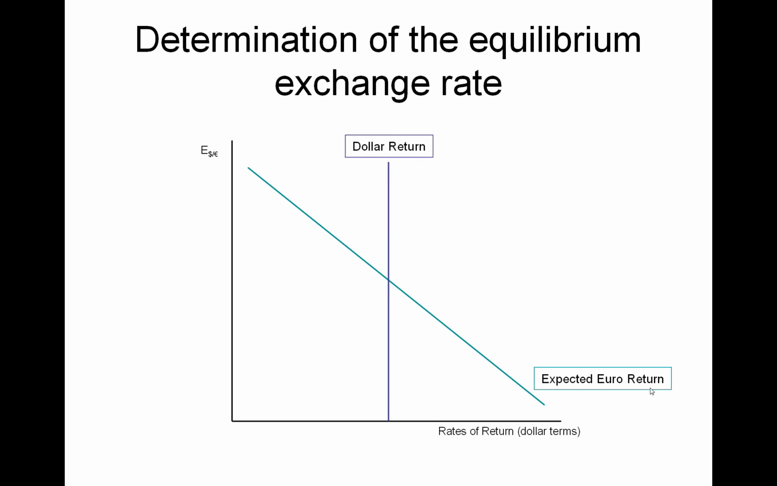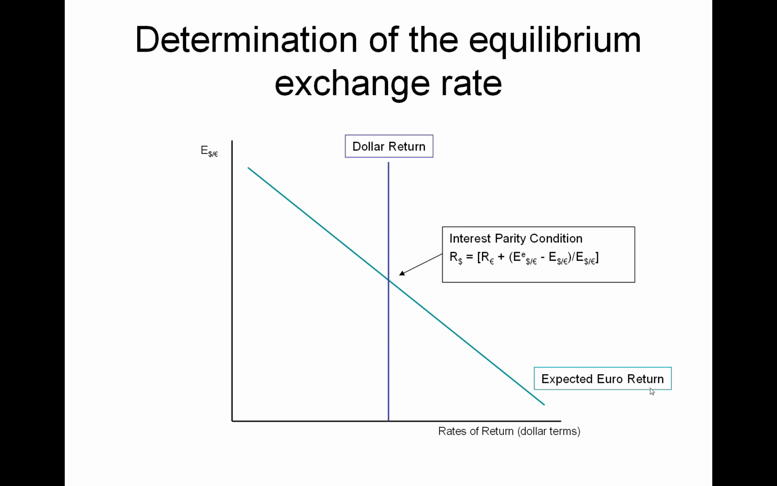The dollar return is going to be completely vertical, and there's a good reason for this. If you notice that the y-axis is the current spot rate, how would the spot rate affect the home currency directly? It's not. The dollar return rate is actually controlled by the central bank. We're going to be talking about that in depth in Chapter 15. Because it's not affected by the exchange rate, the dollar return curve is vertical.